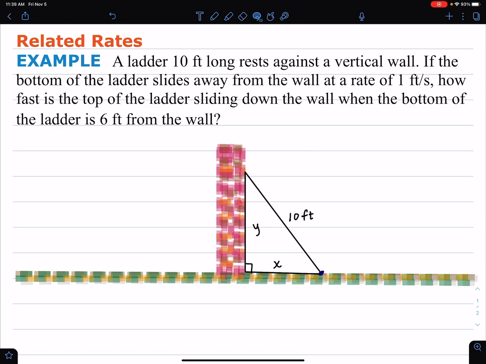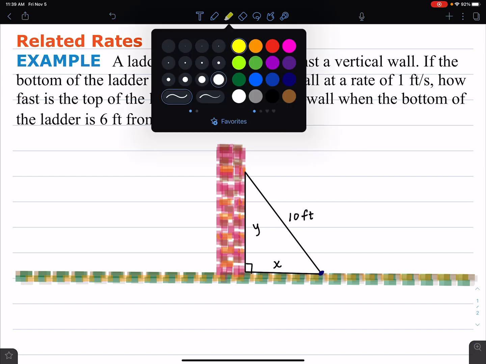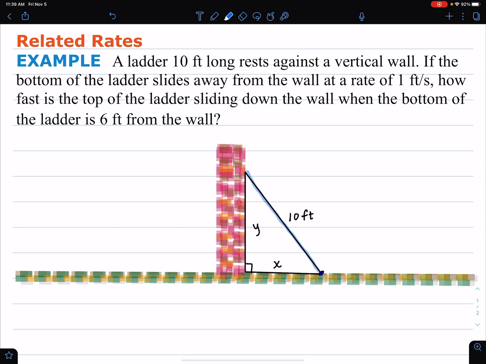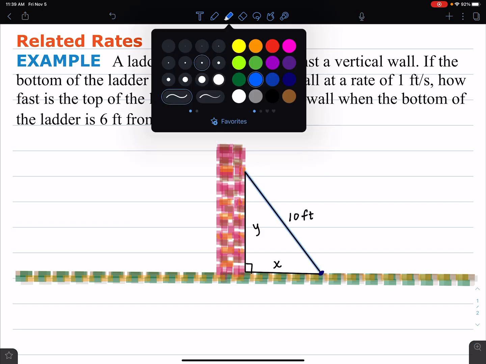Hello, in this video I'm going to work out an example of a classic related rates problem that you see from calculus, first year calculus. What it is, is that for some reason you have a ladder that is resting against a wall. I don't know what it's doing there, but it sounds pretty reasonable. Here's a ladder, put that in blue. The ladder's resting against a wall.